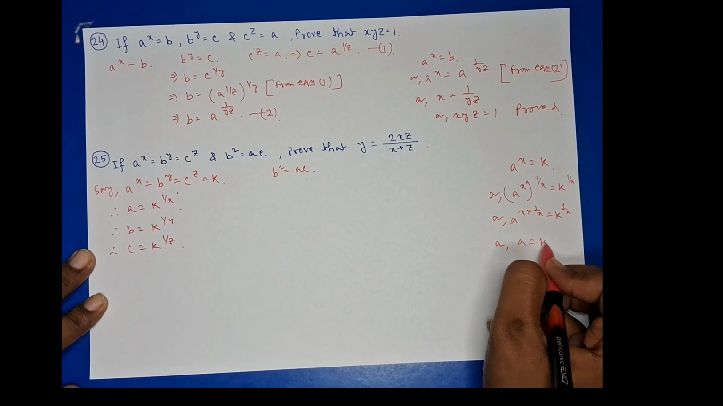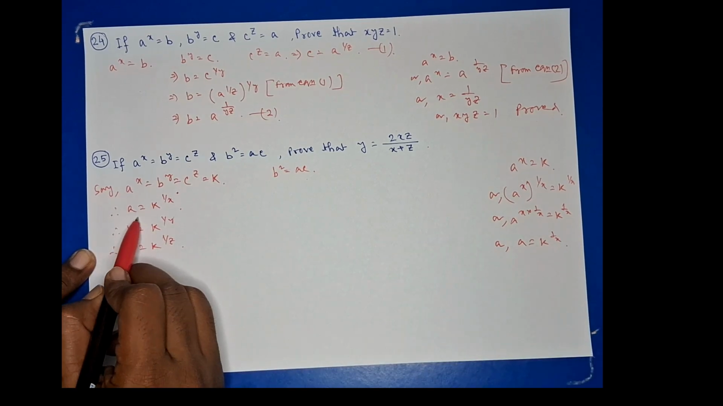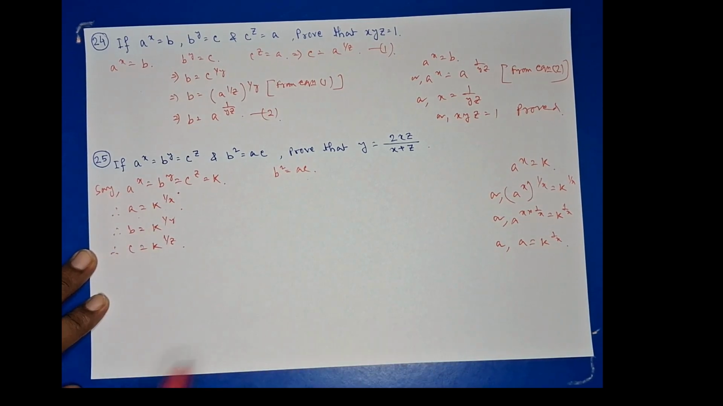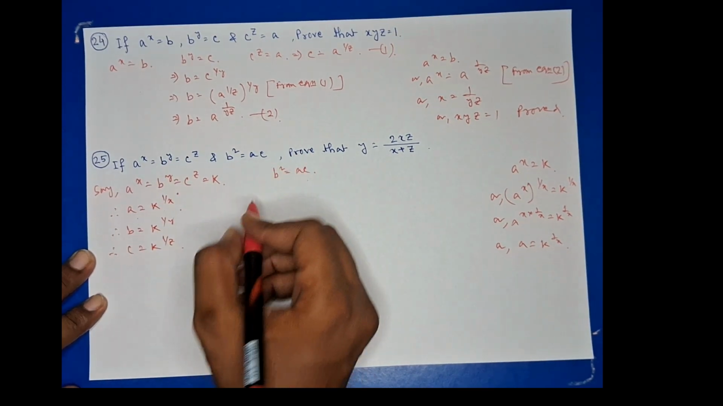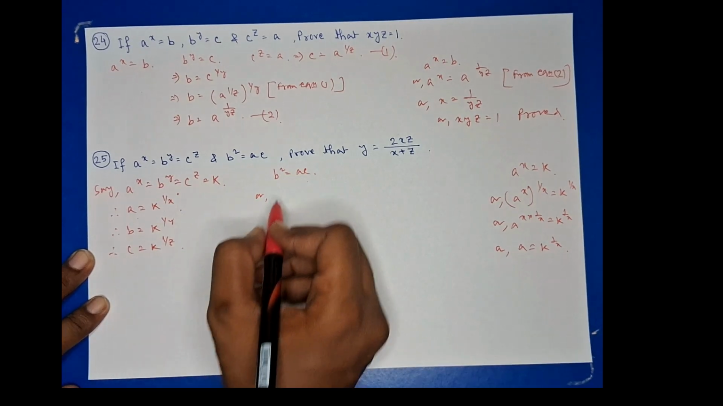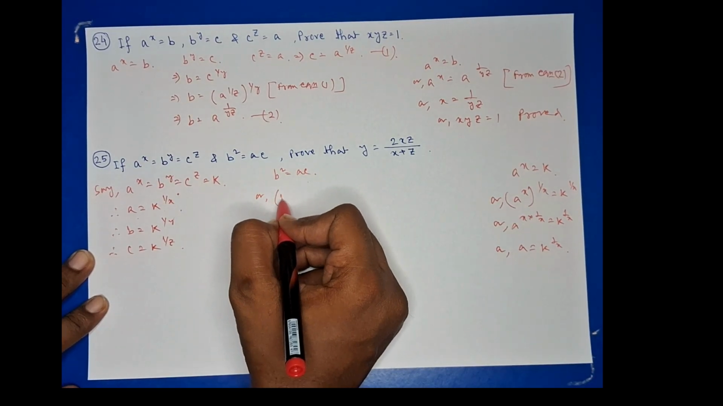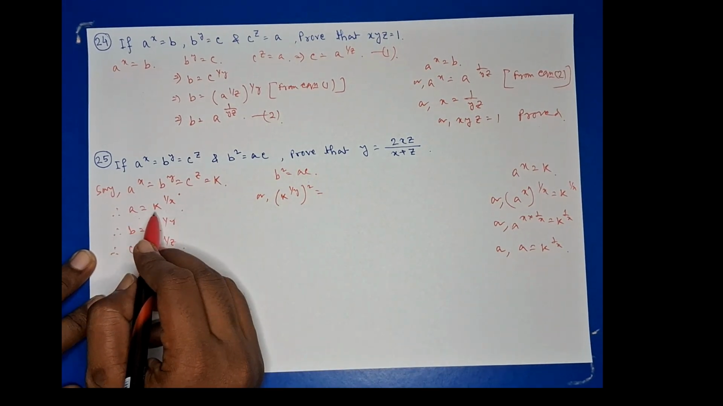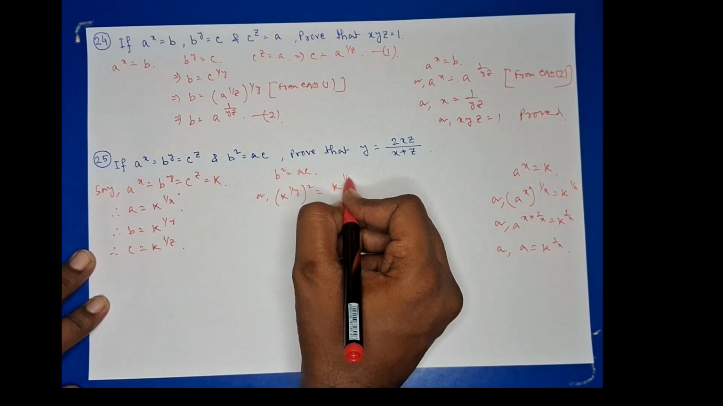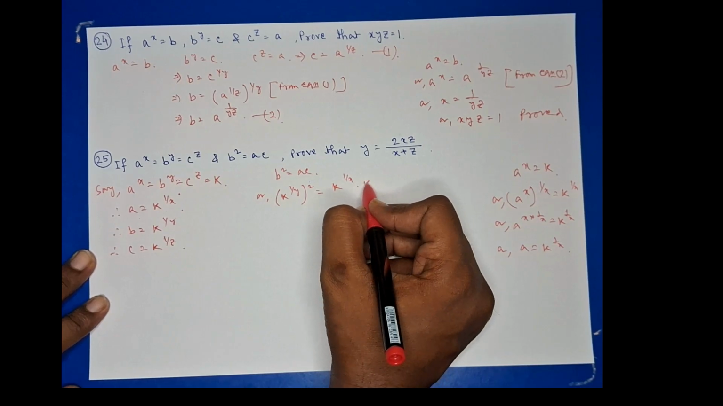So a is equal to k to the power 1 by x. That's what I have written, a is equal to k to the power 1 by x. This we can write, and we are putting this value in this, and let's see what happens. So b square, b means k to the power 1 by y, whole square is equal to a. What is a? a means k to the power 1 by x, and what is c? c means k to the power 1 by z.